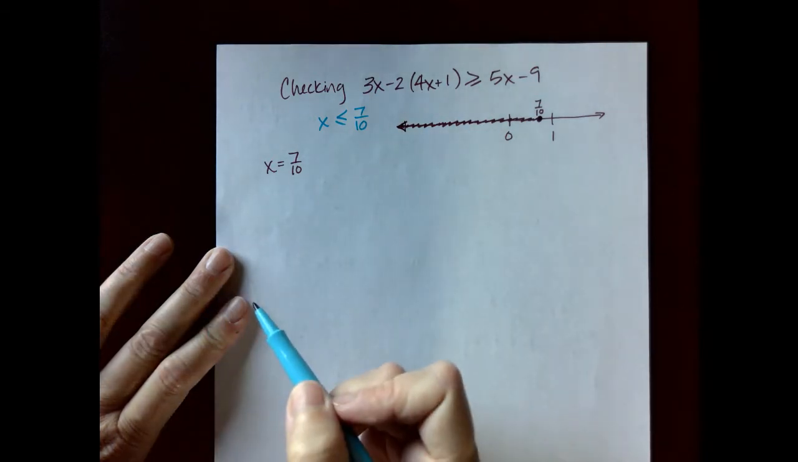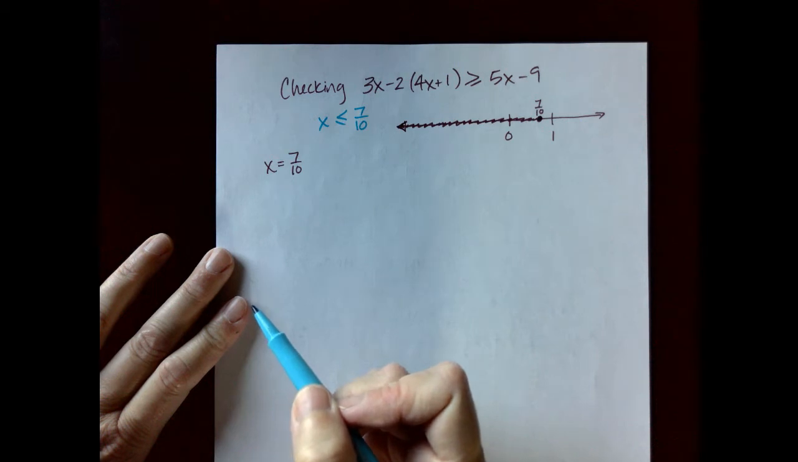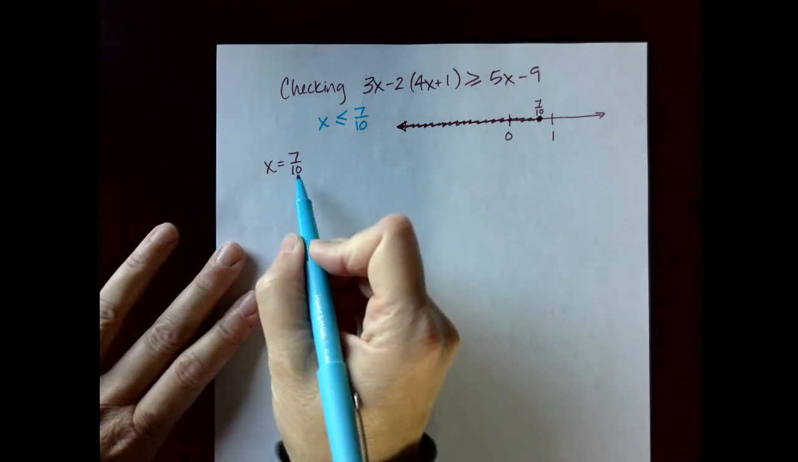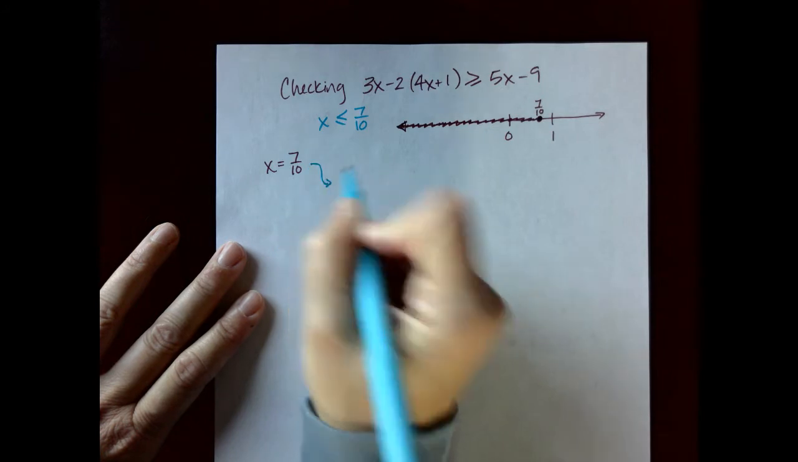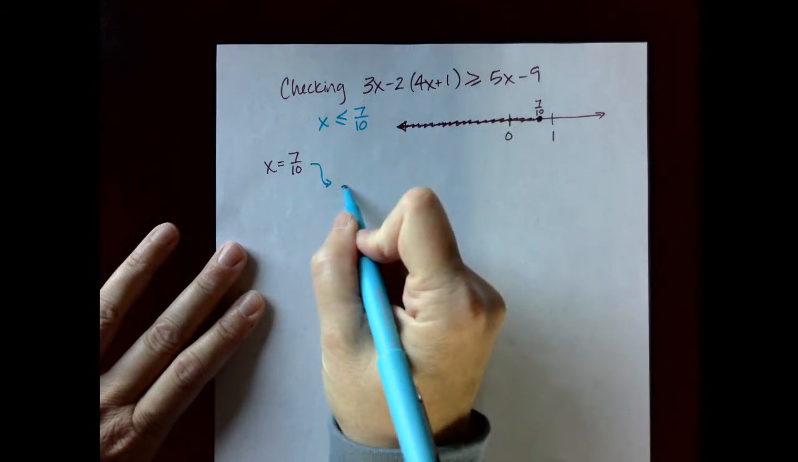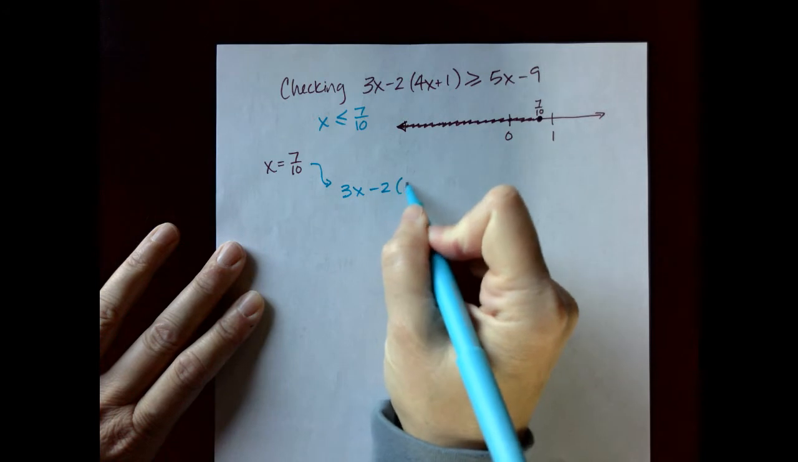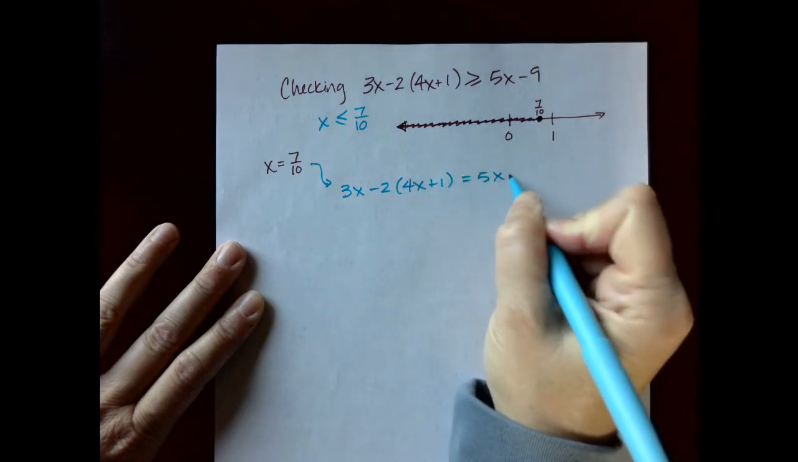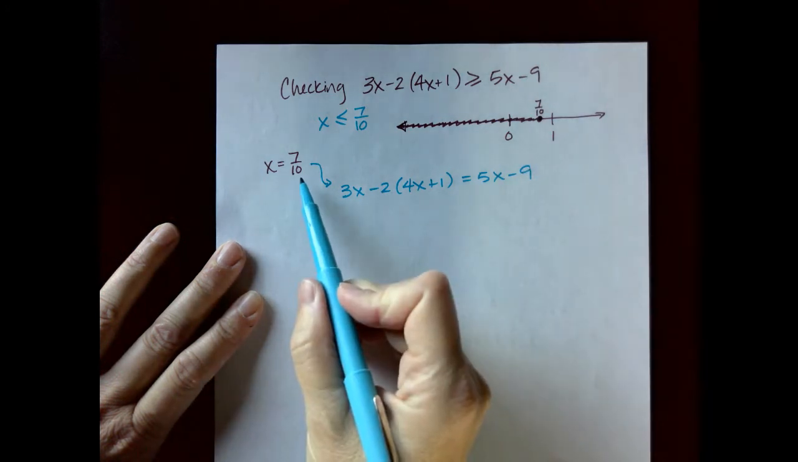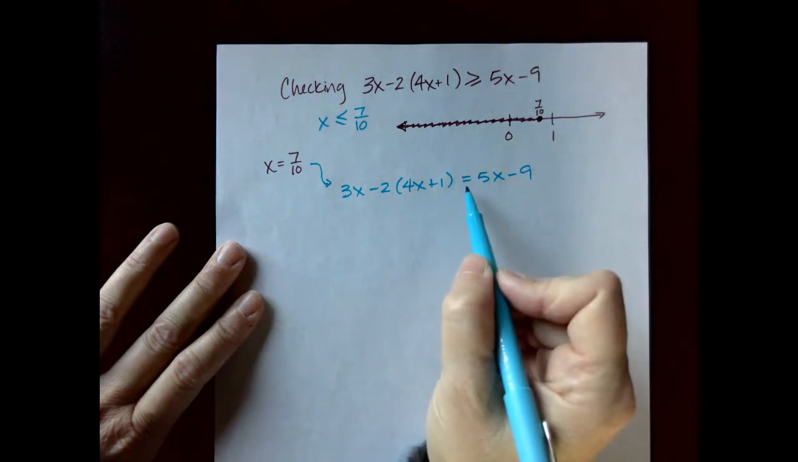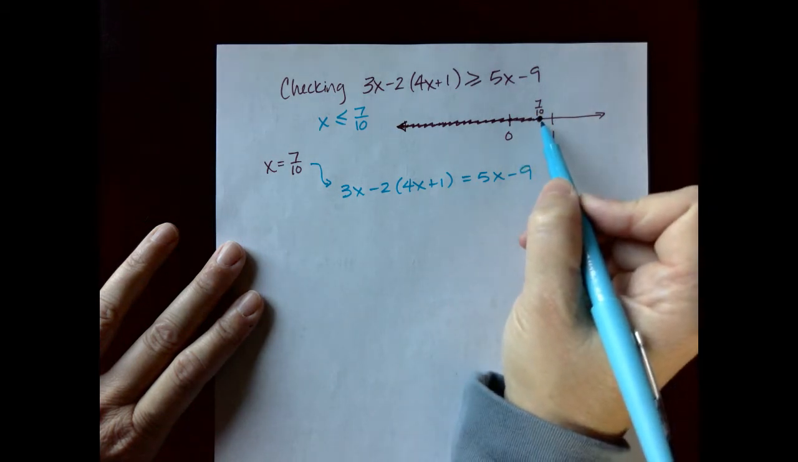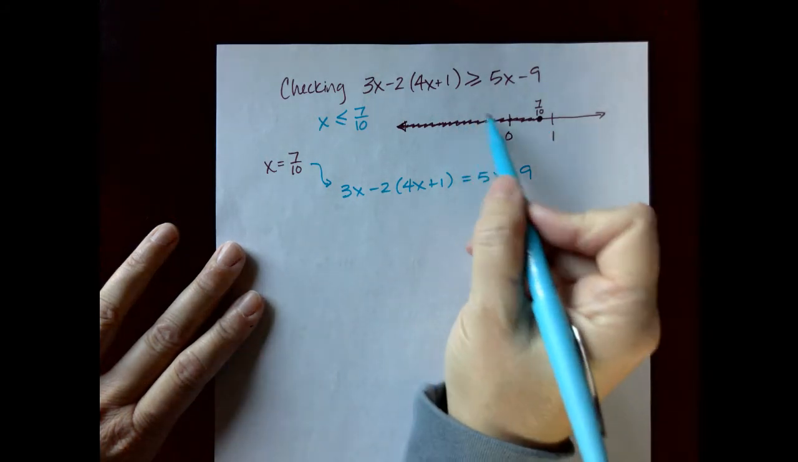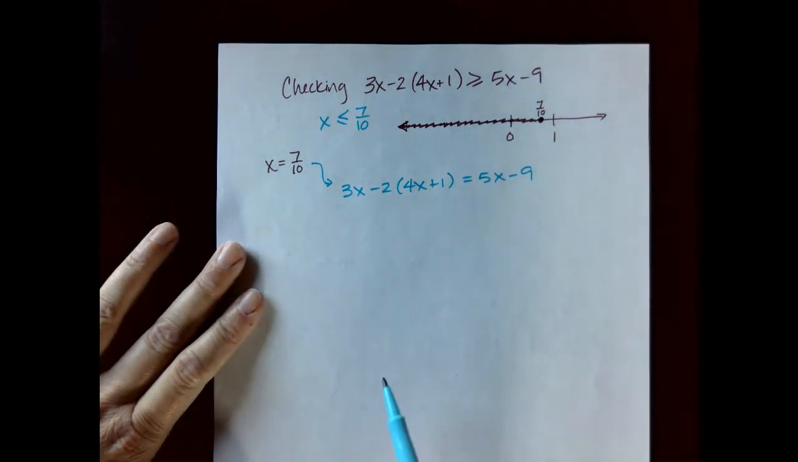But I'd like to be able to check this, so at least I have an idea of whether things are working or not. If I check the point x equals 7/10 in the equality, 3x minus 2 times the quantity 4x plus 1 equals 5x minus 9. If I plug x equals 7/10 in here into the equality, it should work. It should give us a true statement because 7/10 is that breaking point, that boundary point where things change from solutions to non-solutions. So let's see if that works.